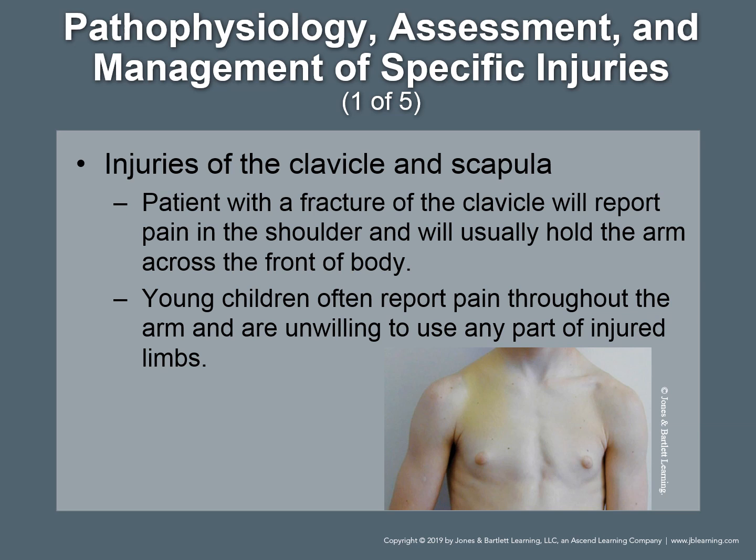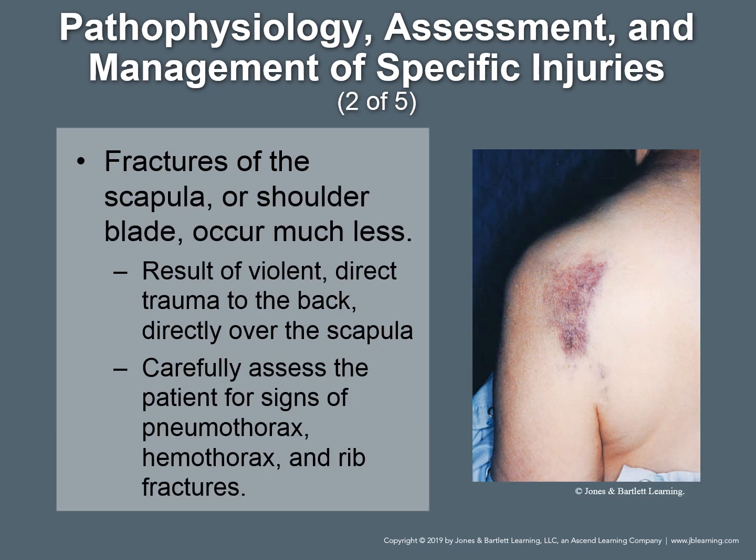Injuries to the clavicle and scapula. This is your shoulder area. Patients with fractures to the clavicle will report pain in the shoulder. They'll hold the arm. Most of the time they'll self-splint until you get there, and then you can come in and put a sling and swath on. Young children will report pain all the way through their arm, and maybe they won't want to use that arm. They won't move it. Even when stimulated, they won't move that fractured extremity.